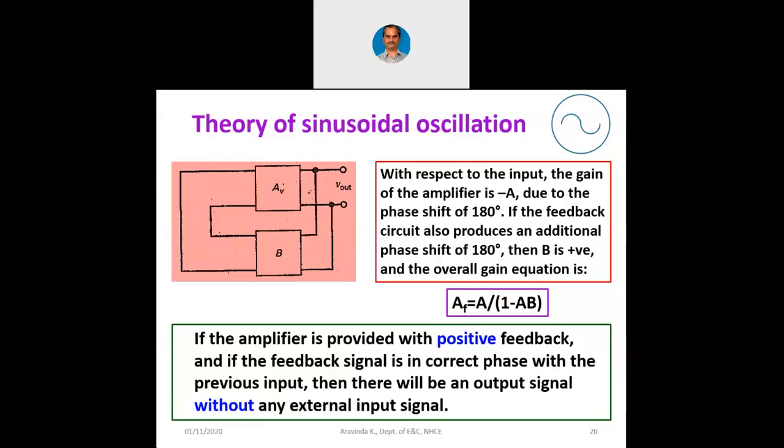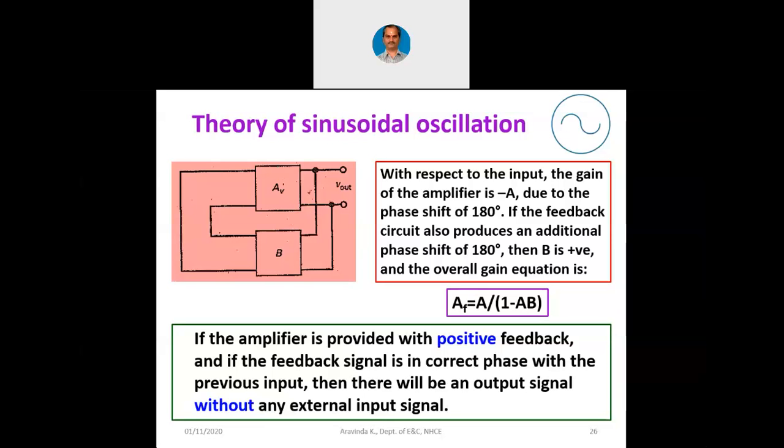So, yesterday we were discussing that in this particular expression, if A beta, or A into B, becomes 1, then 1 minus 1 becomes 0 and A_F will be infinity. That means the gain with the feedback will be infinity. And if A beta has to become 1, then there must be phase shift introduced even by the feedback network. Otherwise, A is having a negative sign, and if beta is also having a negative sign, minus into minus becomes plus. So, if the amplifier is producing 180 degree phase shift, the feedback network also should produce 180 degree phase shift.